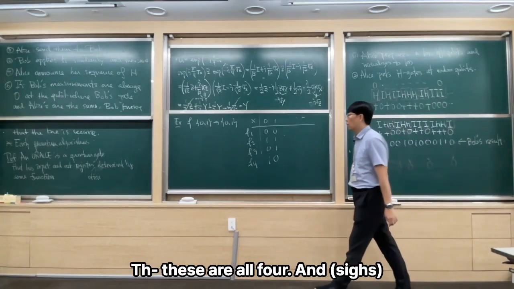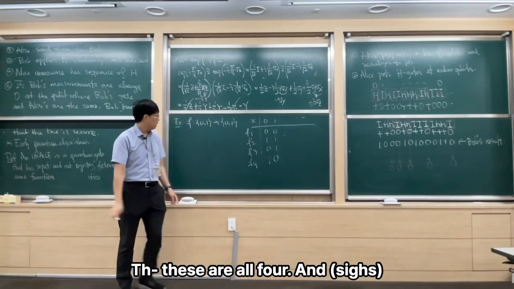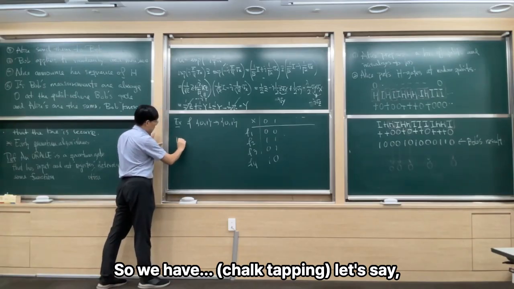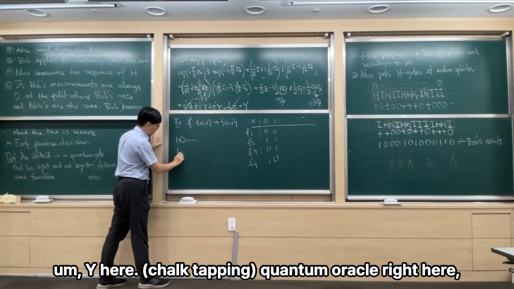These are all 4. And what does a quantum oracle look like? So we have, let's say, y here.